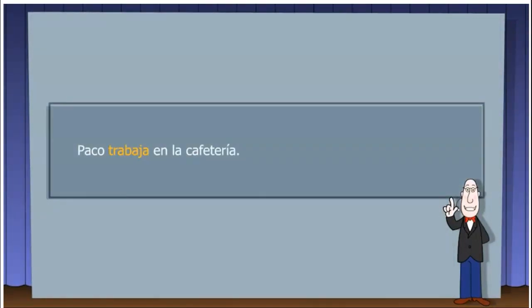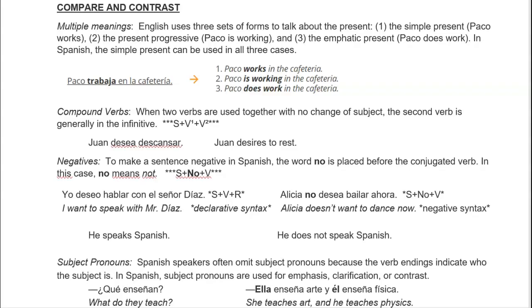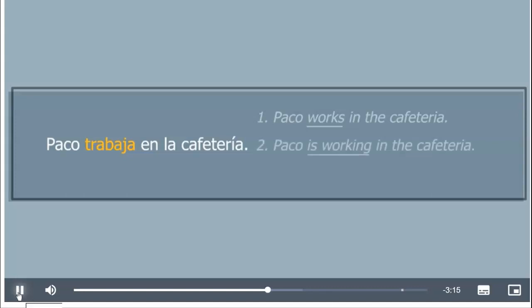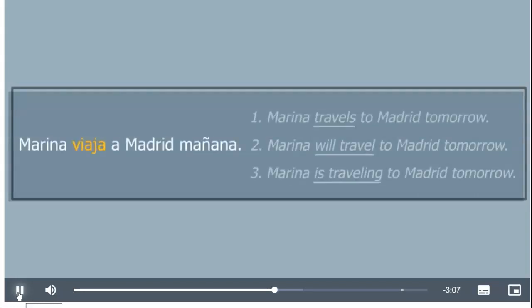Now, let's talk about using the present tense. Direct your attention to the back side of your notes now. In Spanish, the present tense can be used to express the English simple present, the present progressive, or the emphatic present. In Spanish and English, the present tense is also sometimes used to talk about the future.